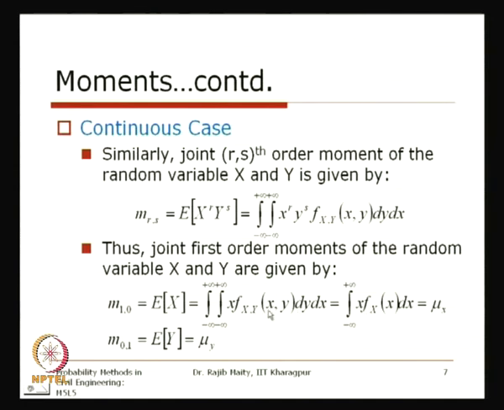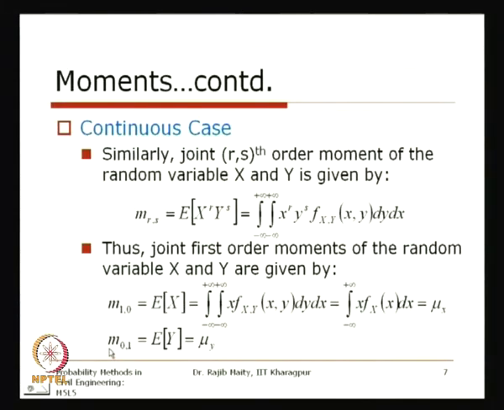Now, the first integration, with respect to y, yields the marginal density of x, f_X(x). Taking this integration, as we have discussed, is nothing but the expectation of x, which is mu x. So, the first order moment, when we take r equals 1 and s equals 0, yields the mean of the random variable x.